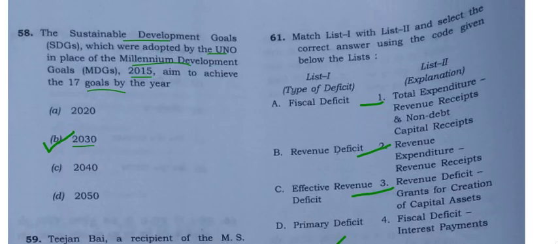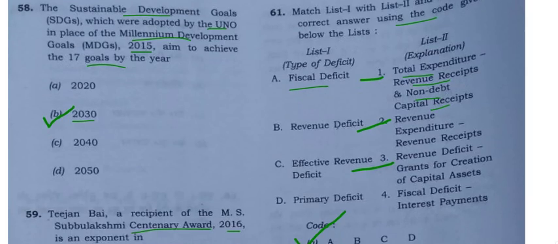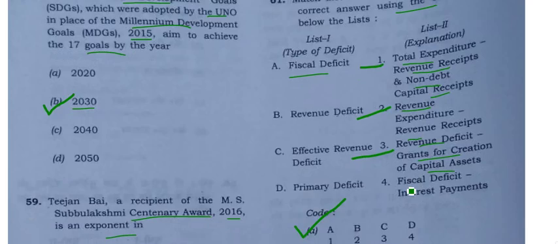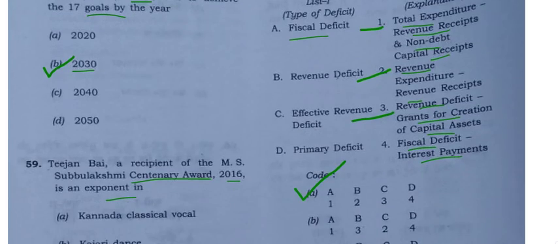Now let's talk about the 61st question. Match list 1 with list 2 and select the correct answer using the code given. Type of deficit: fiscal deficit. So fiscal deficit is total expenditure minus revenue receipts and non-debt capital receipts. Okay, this is fiscal deficit. Revenue deficit is revenue expenditure minus revenue receipts. Effective revenue deficit is revenue deficit minus grants for creation of capital assets. Primary deficit is the fiscal deficit minus interest payment. So A option is right. This is kind of an economics question. It is a little confusing, but you can solve it if you try.